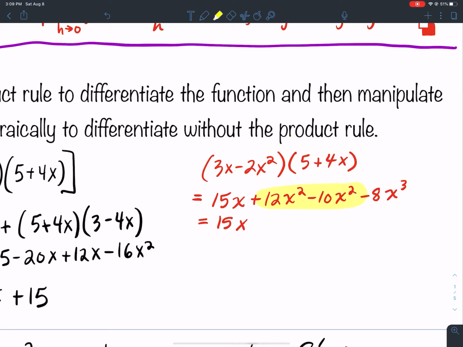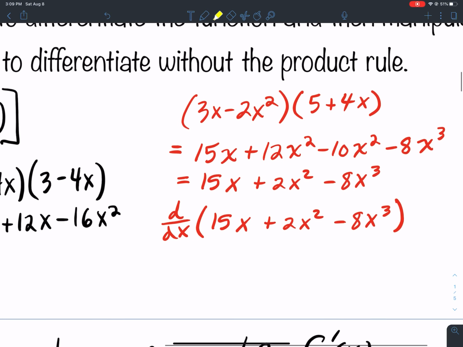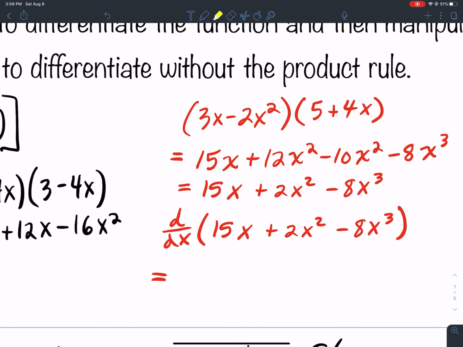So simplifying, I can combine those two like terms. They both have the same DNA. And so that's minus 2x squared here. I got my 15x there, and then drop down the negative 8x cubed. Now that I have this, I'm going to take the derivative of it, and I just used the power rule. The derivative of 15x is 15. The derivative of negative 2x squared is negative 4x, and the derivative of negative 8x cubed, well, 3 times negative 8 is negative 24, and then subtract 1 from the exponent gets me x squared.